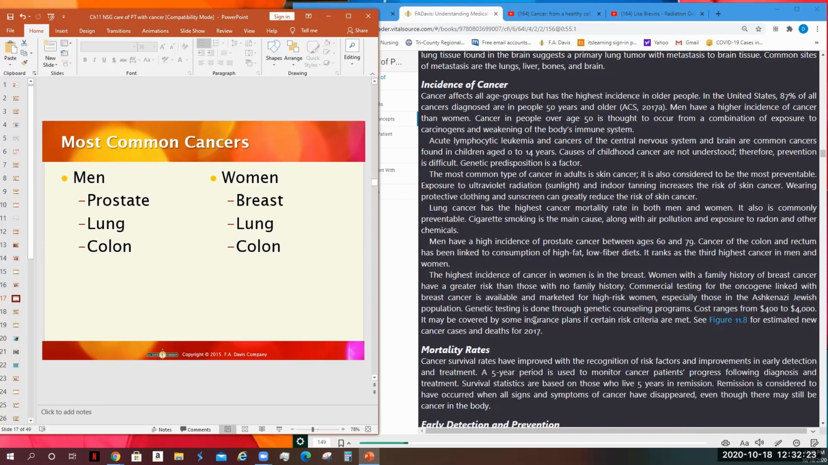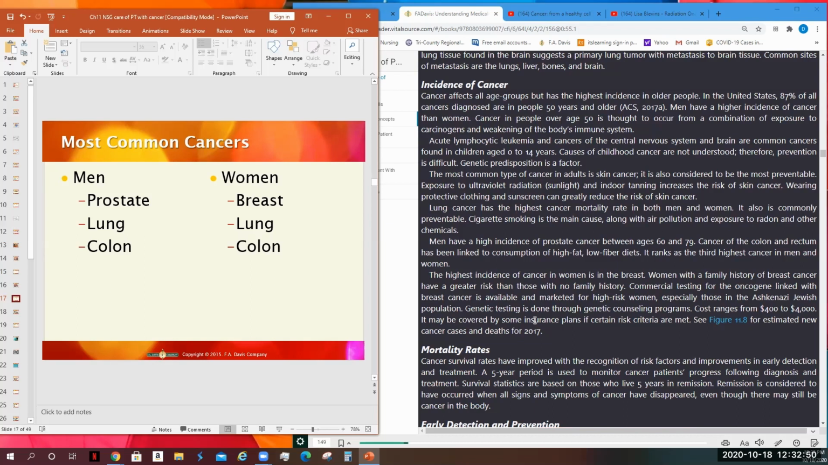Acute lymphocytic leukemia and cancers of the central nervous system and brain are common cancers found in children aged 0 to 14 years. Causes of childhood cancer are not understood, therefore, prevention is difficult. Genetic predisposition is a factor.